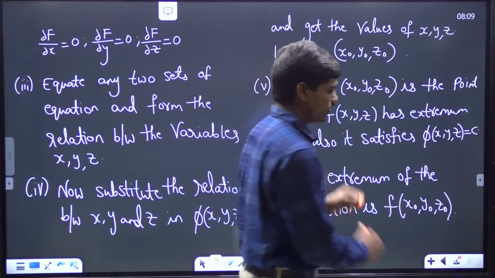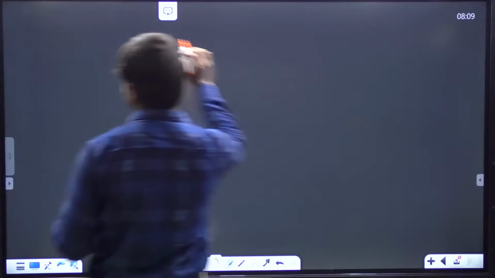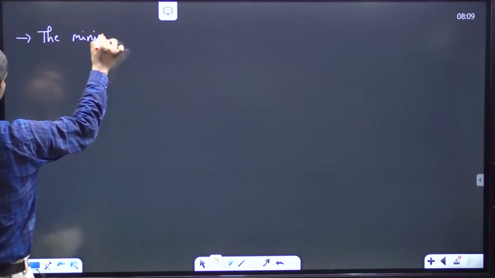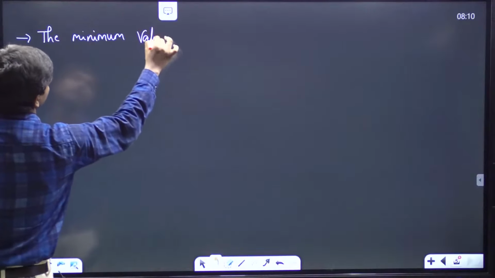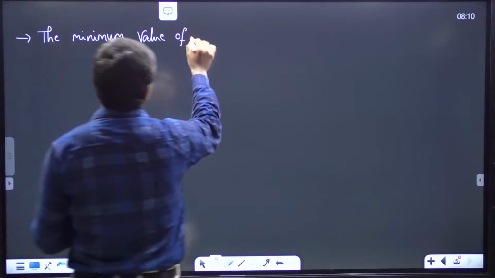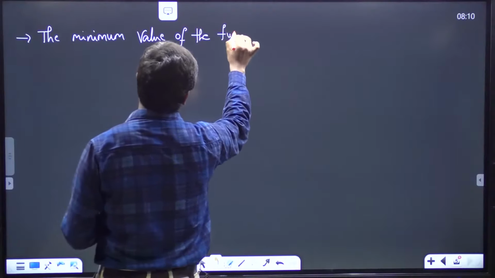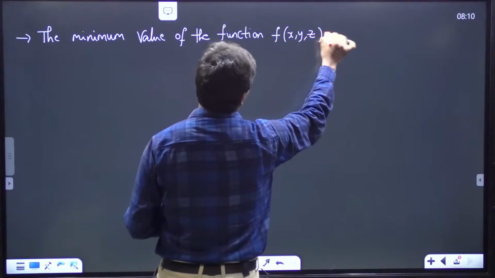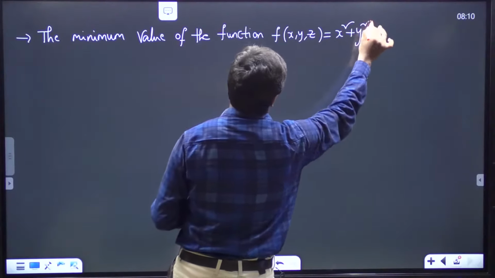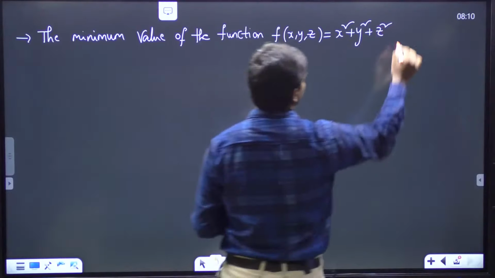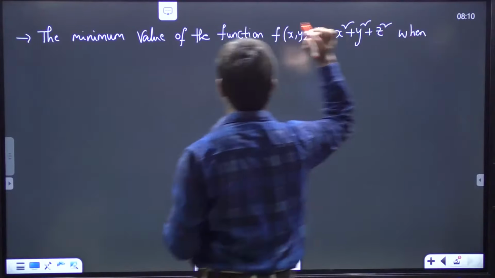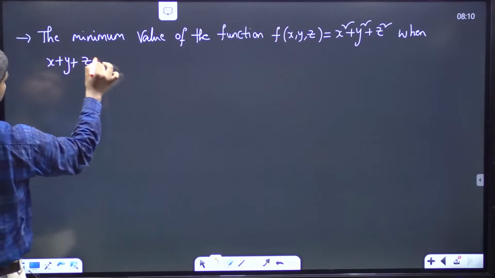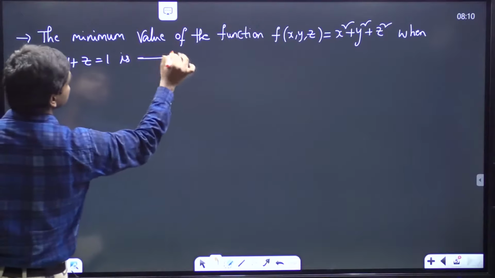Okay, so see here, we'll be solving one question. The minimum value of the function f of xyz is equal to x square plus y square plus z square when x plus y plus z is equal to 1 is dash.